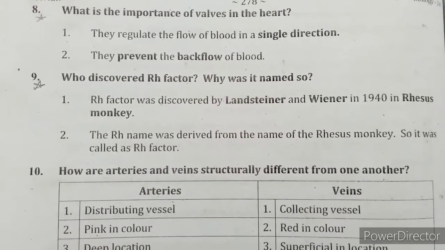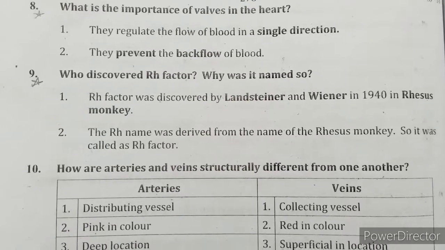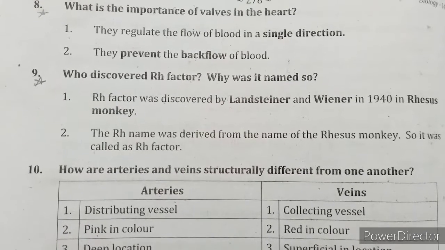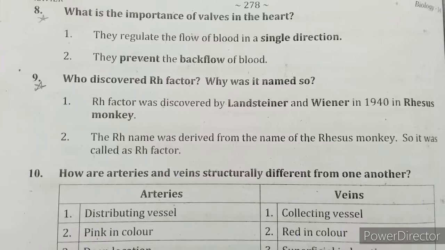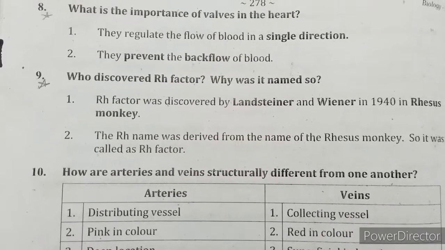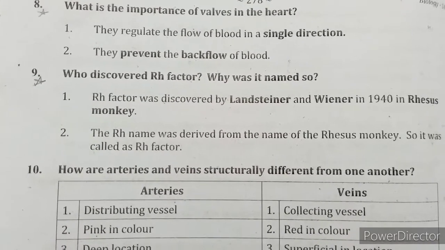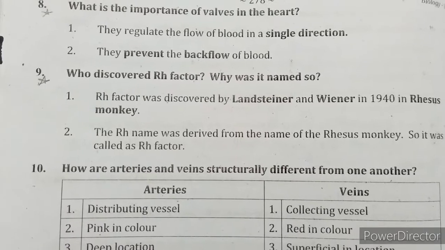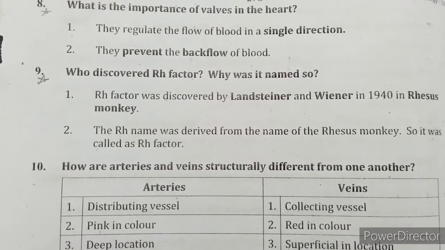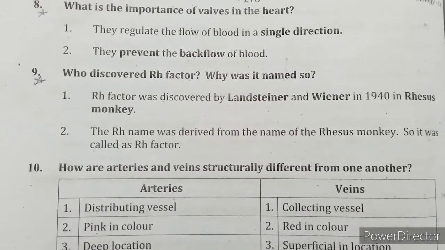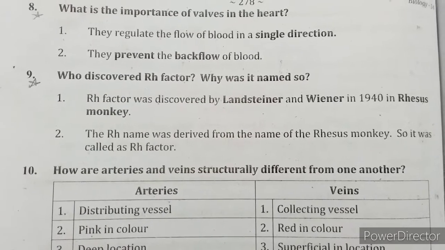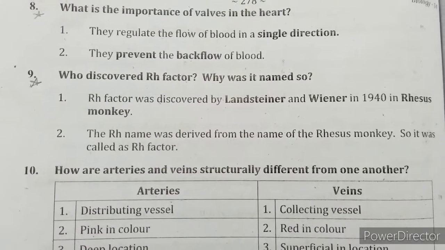Who discovered Rh factor? Why was it named so? Rh factor was discovered by Landsteiner and Wiener in 1940 in the rhesus monkey. The Rh name was derived from the name of the rhesus monkey, so it was called Rh factor.